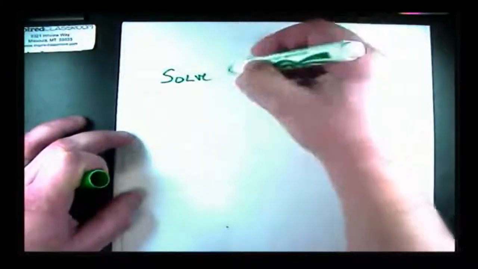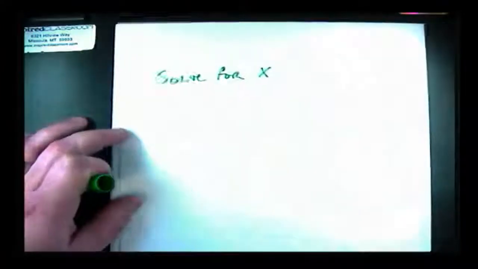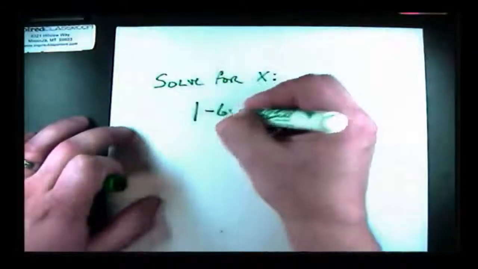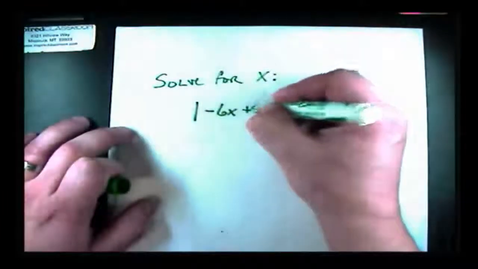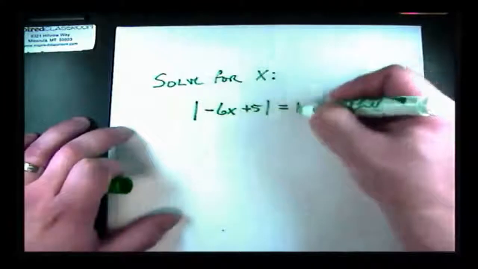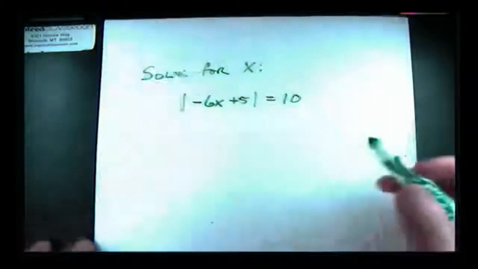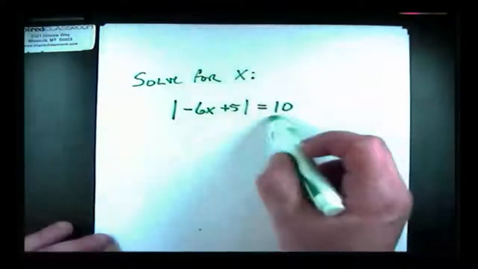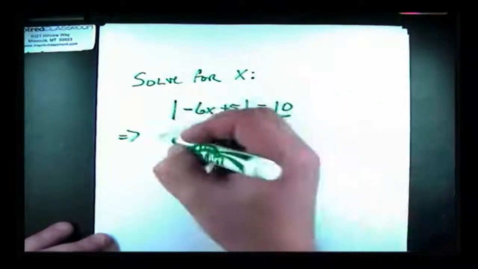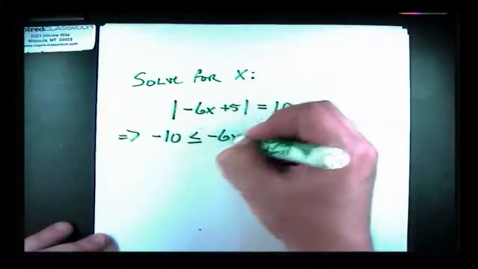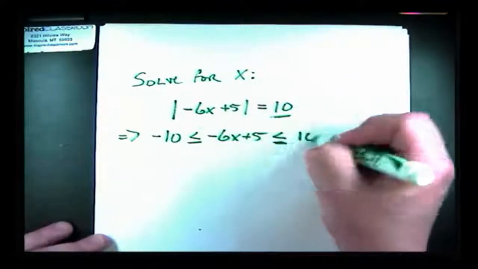So I'm trying to solve for x. I have the equation, absolute value of negative 6x plus 5 is equal to 10. The way that we get rid of these absolute value symbols is by breaking this up with a positive and a negative value. So this is going to tell us that negative 10 is less than or equal to negative 6x plus 5, which is less than or equal to positive 10.